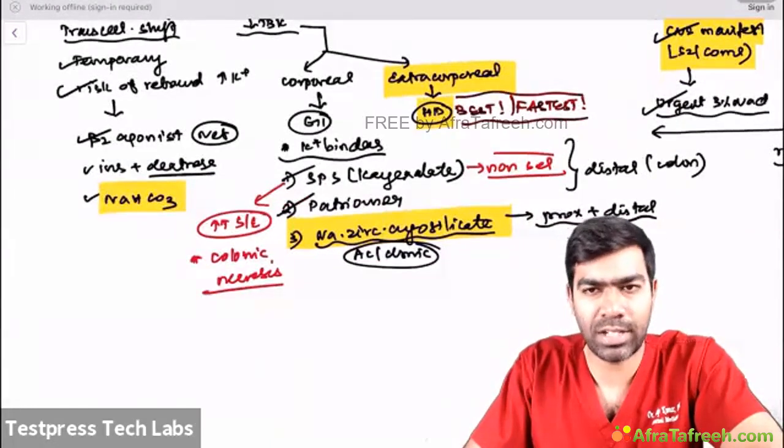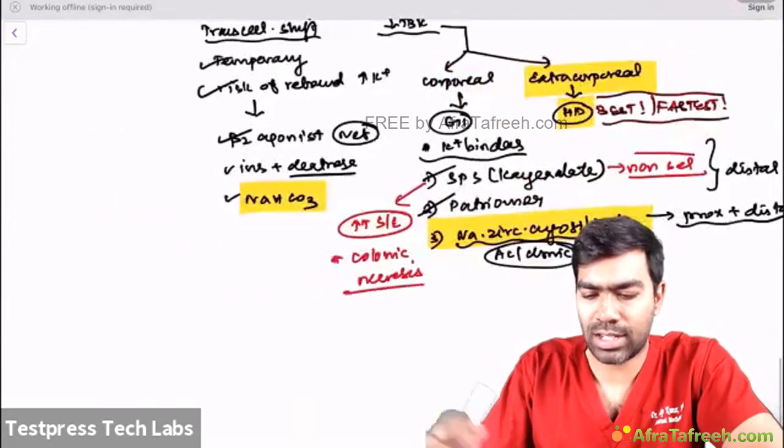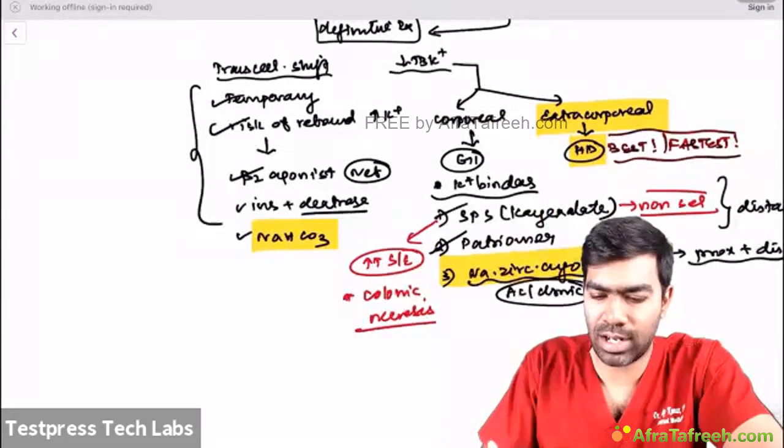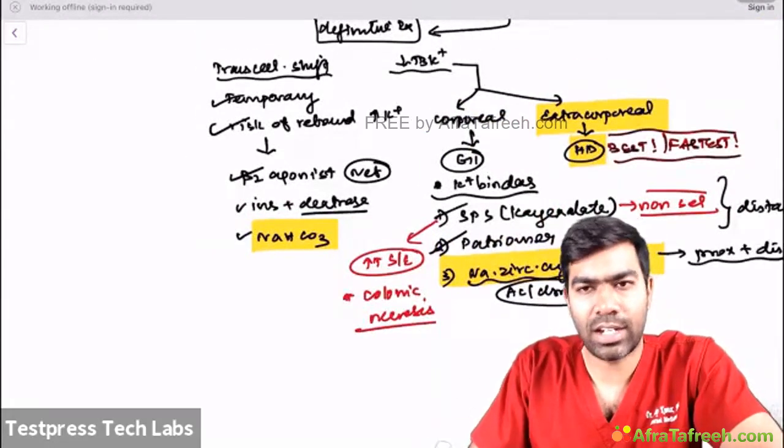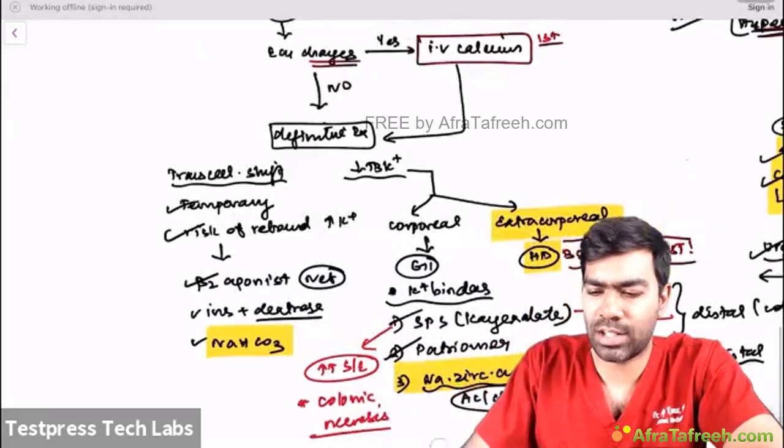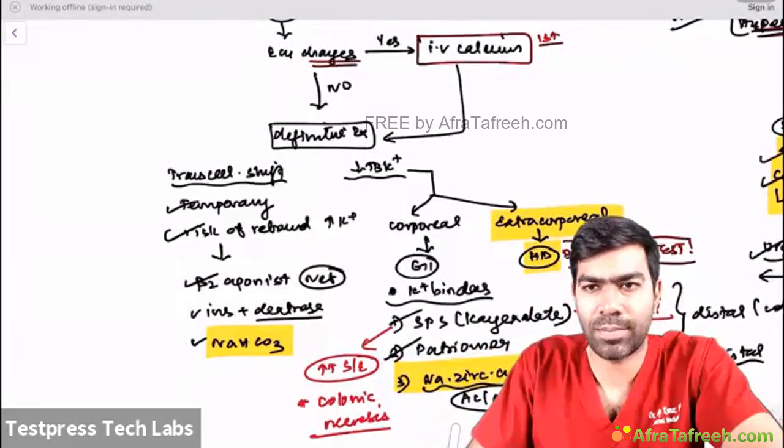But till you take the patient for dialysis, these other strategies might be helpful, like these transcellular shift strategies, giving IV calcium gluconate. This might work. But remember, IV calcium is something that has no effect on potassium.